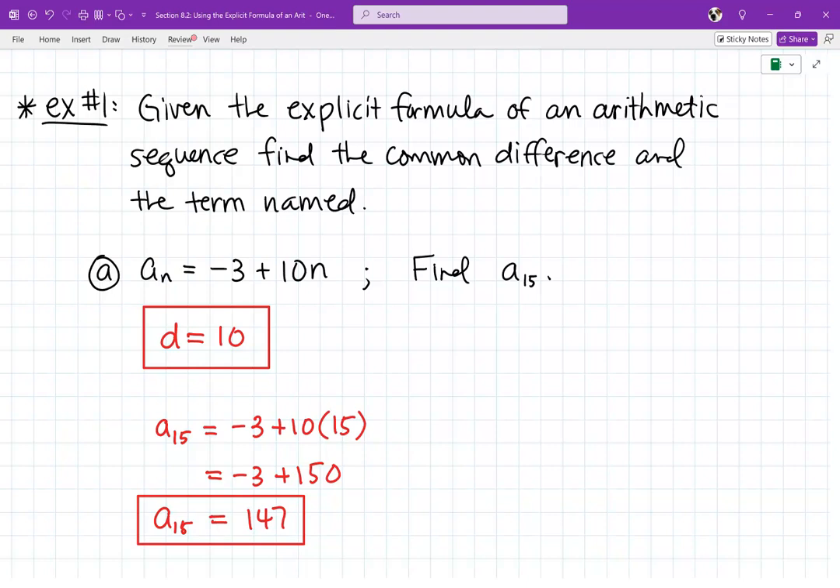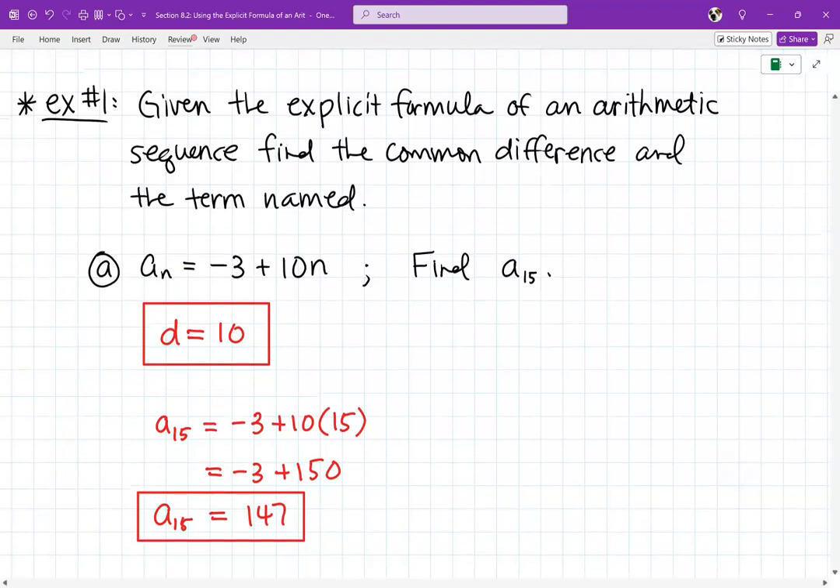We're going to do another one right now. They're going to give you the formula. They're going to ask you, what's the common difference? The common difference is always found next to the letter n. So you see 10n, so my common difference is 10. And then they say, now find a specific term, so a sub 15 for us. All I have to do is plug in a 15 where the n is. So it's negative 3 plus 10 times 15. Multiply, add or subtract, and you'll get your answer. So pretty easy. It's not too challenging to do these.